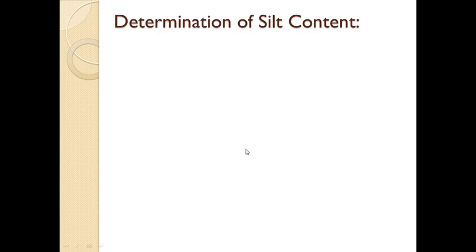In the last lecture, we discussed two numerical problems on the fineness modulus of fine aggregate. Now, in this lecture, we are going to discuss silt content. So, what is meant by silt content, or how can we define silt?